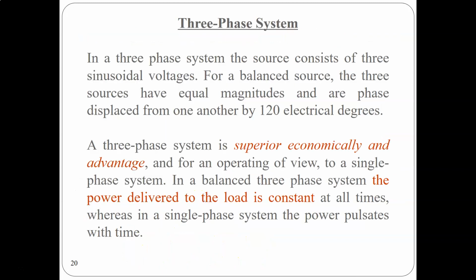In a three-phase system, the source consists of three sinusoidal voltages, as we saw. For a balanced source, that is important, the three sources have equal magnitude and are phase displaced from one another, as we said, 120 electrical degrees. There is also a relationship between mechanical and electrical degrees, we will see in the next lectures.